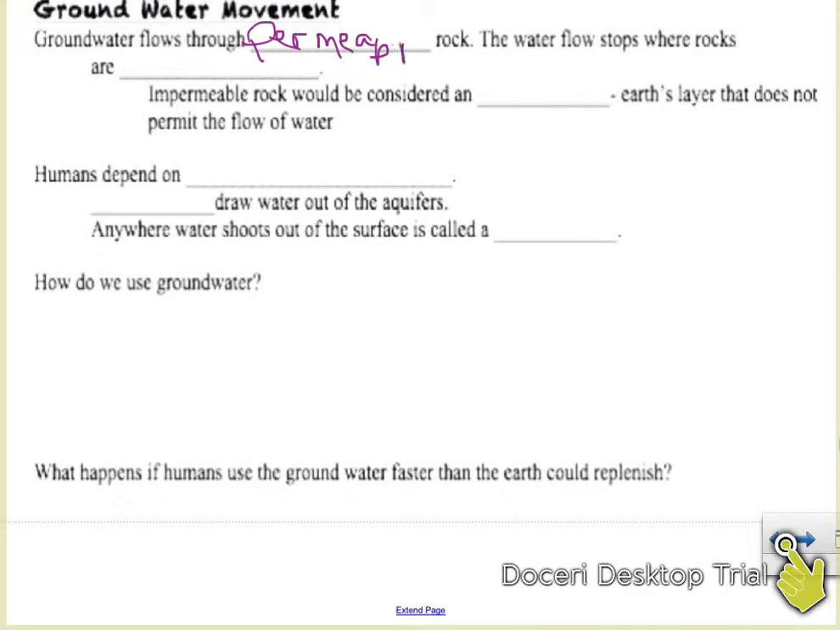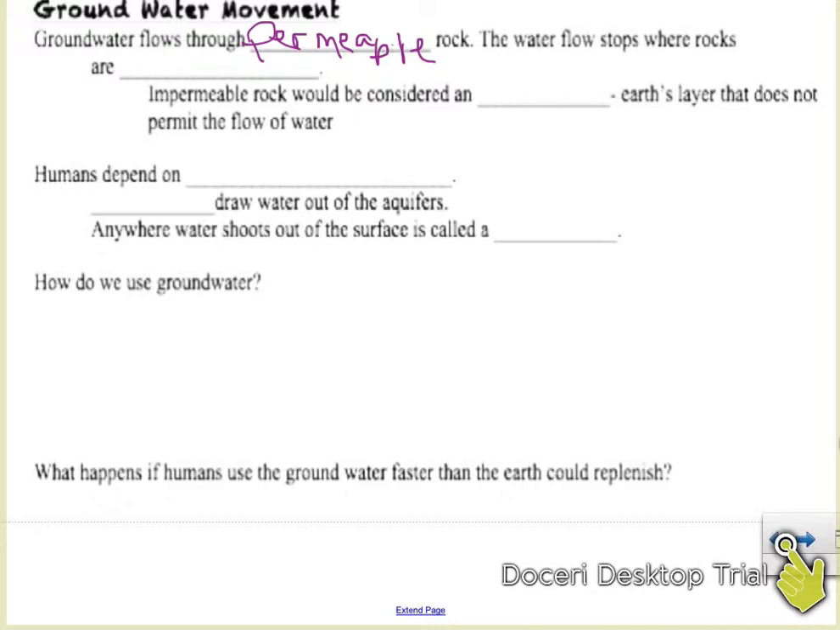I told you it's hard because I got something else on the top of my screen that pulls down. So permeable. Permeable means what? Rogerlyn? It means it's able to let water pass.